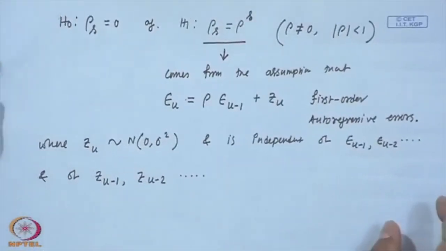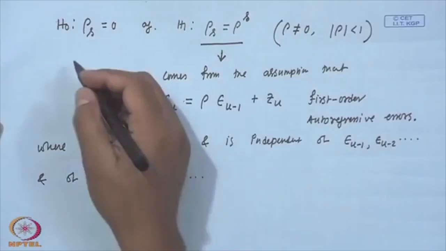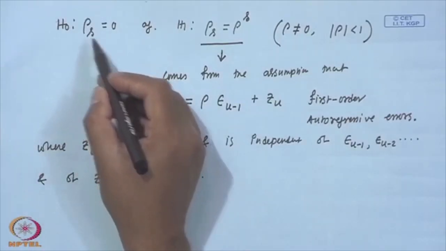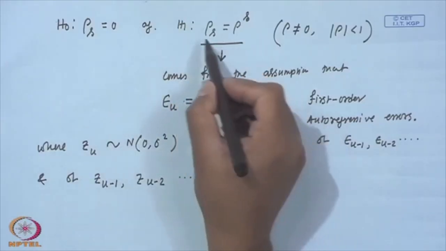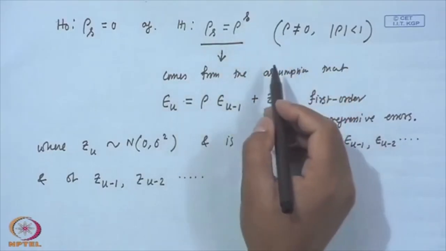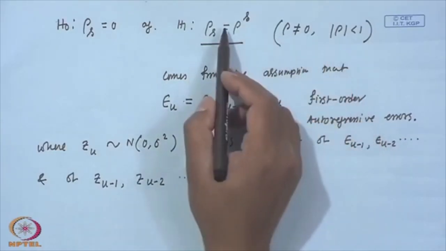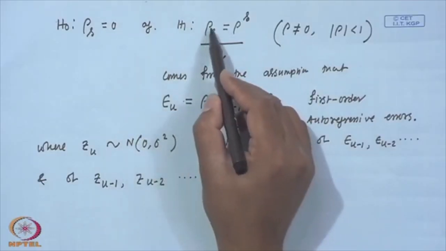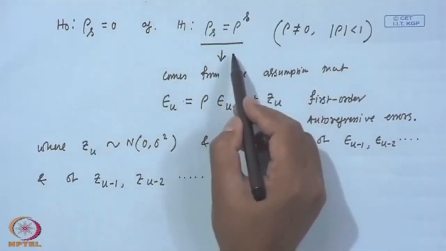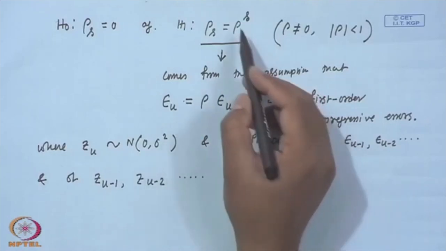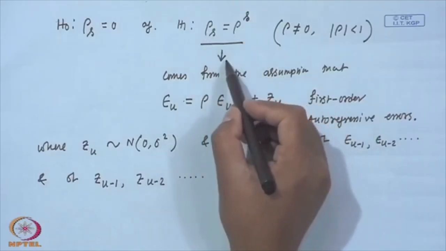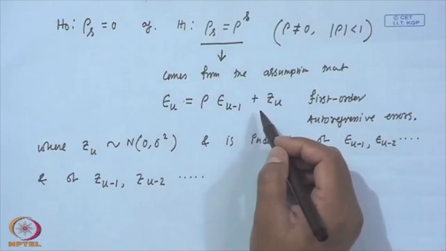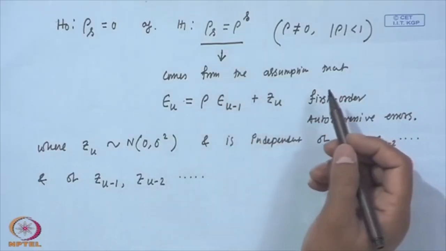So, here is the hypothesis to test that. We test the null hypothesis that rho s is equal to 0 against the alternative hypothesis that rho s is equal to rho to the power of s. Basically, we want to test whether this is equal to 0 against whether rho s is greater than 0, or less than 0, or not equal to 0. Greater than 0 means it is a positive autocorrelation. Rho s less than 0 means a negative autocorrelation, and not equal to 0 means autocorrelation exists.